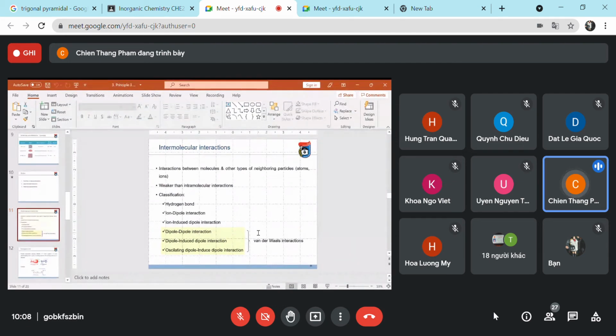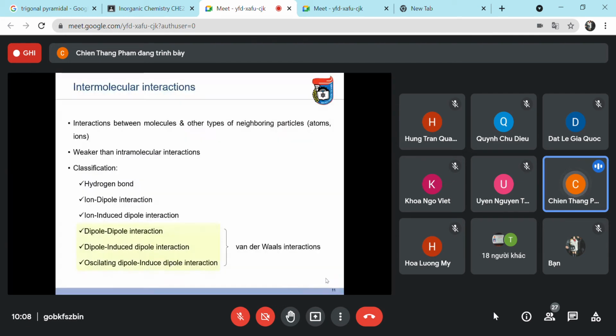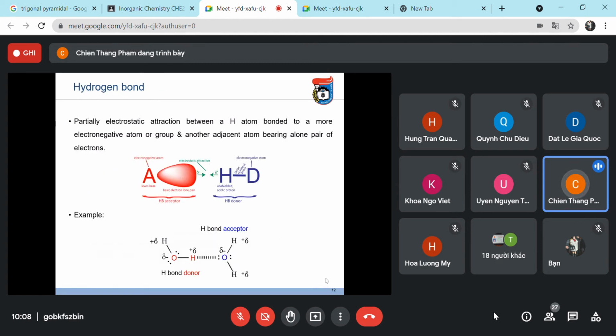Okay, so now it's time to go into detail for each type of intermolecular interaction. The first one is the hydrogen bonding, or hydrogen bond. What is the hydrogen bond? This one is very important, one of the very important bonds.